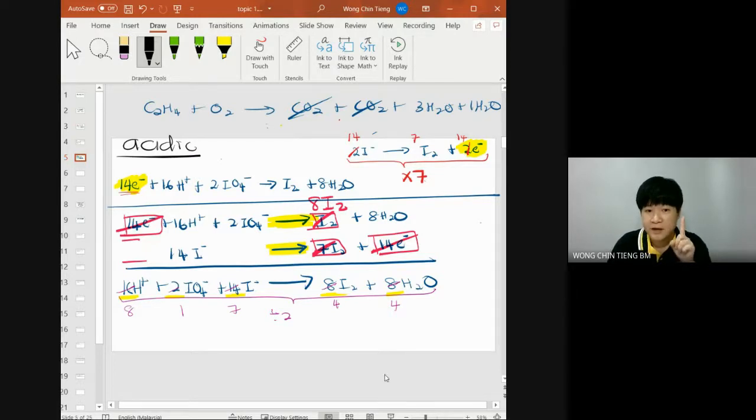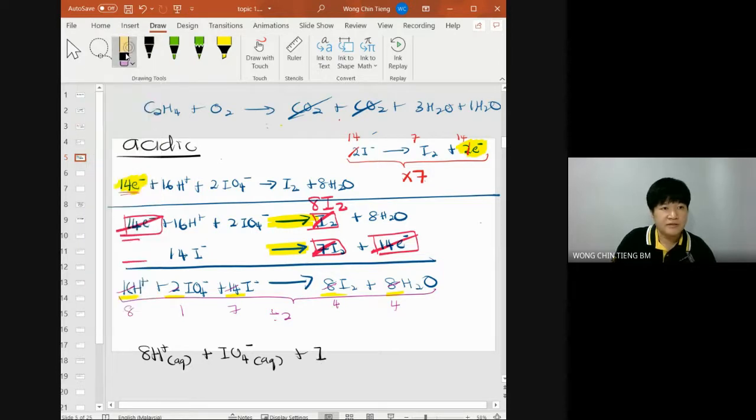Physical state. There must be a physical state. Your H plus will definitely be aqueous. Whatever is holding a charge, positive or negative, must be aqueous. So, IO minus. Why is only IO minus left? Because I have already divided. Your IO minus is also aqueous because it has a charge. Your 7I minus is also aqueous because you have a charge. So you have 7I minus aqueous. And then you have your 4I2. I2 here is solid. Plus 4H2O liquid.